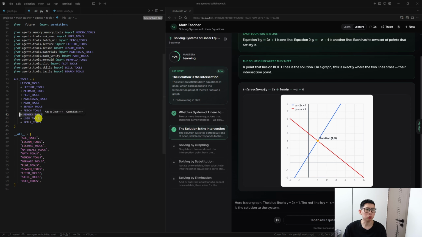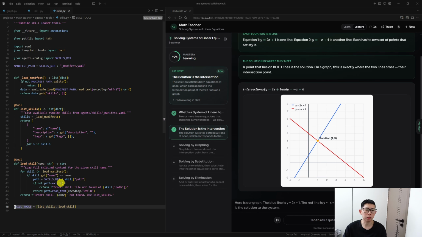And the memory tool is for saving some section memories or user profile memories. The user tool is for asking the user questions, whether it's to advance the lesson, skip the lessons, or give out a random quiz. And the skill tools are for loading specific prompts in here, because different teachers have different subjects. So I'm thinking of injecting some specific prompts into the lessons.